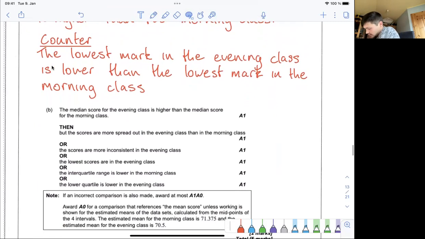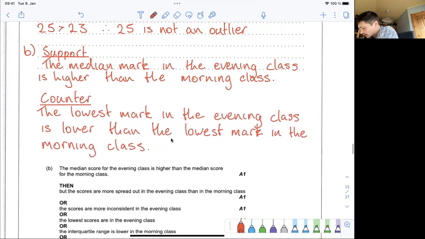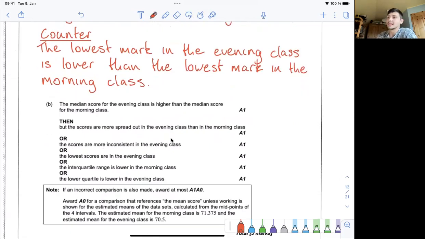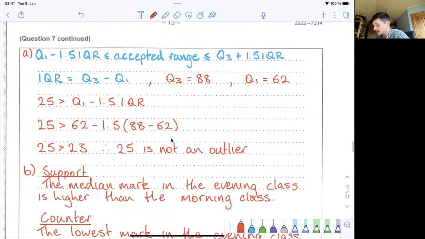Then we've got all these options here. Scores are more spread out in the evening class. Scores are more inconsistent, right? Lower scores in the evening class. The interquartile range is higher in the evening class, or the lower quartile is lower in the evening class, right? So you had a handful of aspects that could counter this researcher's claim. I'm going to put a full stop on the end there. Okay, cool. Yeah, that is the answer to question 7.